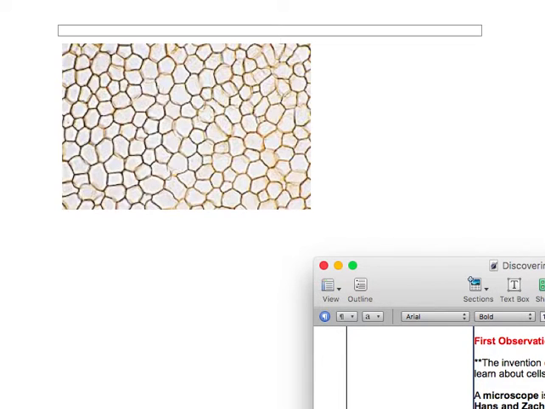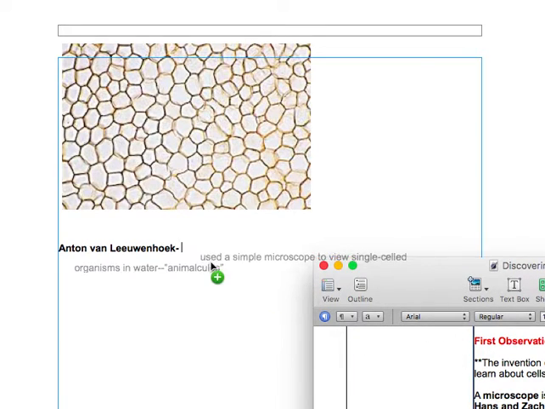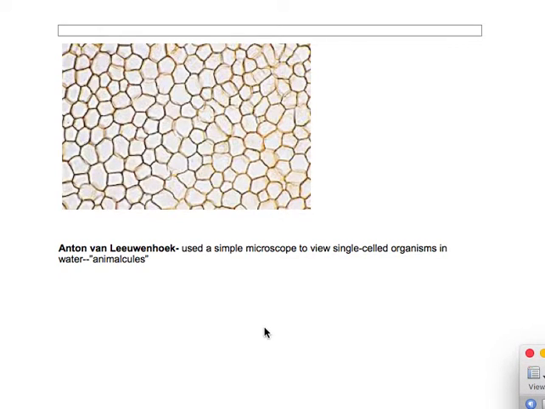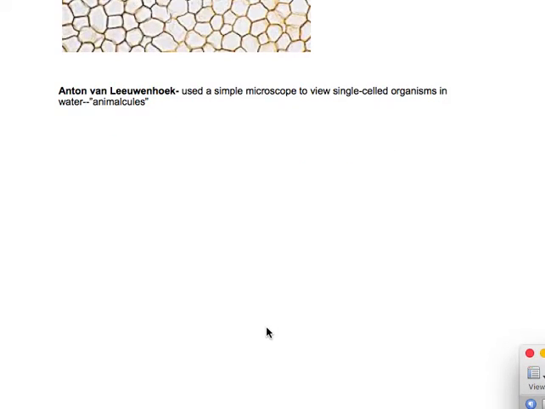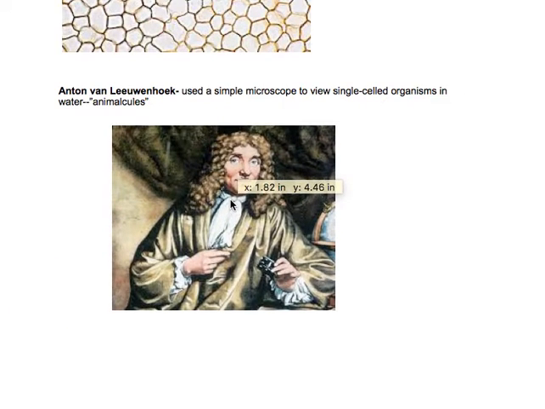After Robert Hooke, the next important person is Anton van Leeuwenhoek, and no, I'm not going to break out into song. Anton van Leeuwenhoek used a simple microscope. So again, a simple microscope is just one lens, but the lens he happened to use made what he was looking at 266 times bigger than what it actually was. So it was very good magnification for just a simple microscope. And he saw little single-celled organisms, and he decided to call them animalcules. So here's a picture of Anton van Leeuwenhoek.